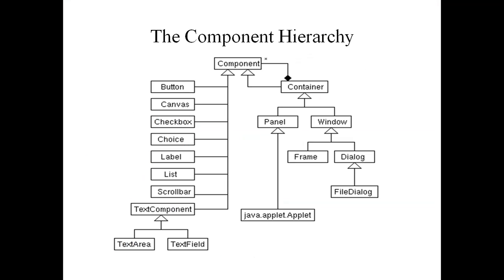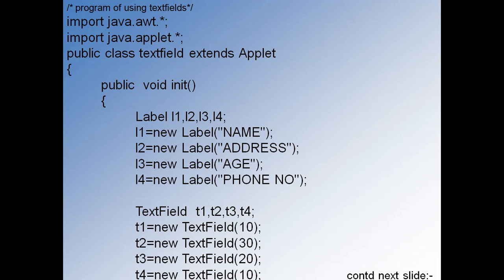So now see this is the difference. This is the complete program, and in this program we have labels as well as text boxes. As in the previous program, we have to write import java.awt, import java.applet.*, and then public class TextField extends Applet, public void init. We have labels L1, L2, L3 and L4. L1 equals new Label name, L2 equals new Label address, L3 equals new Label age, and L4 equals new Label phone number.